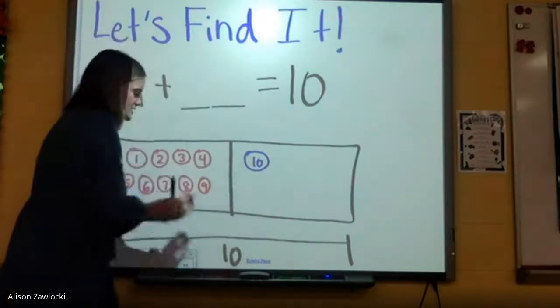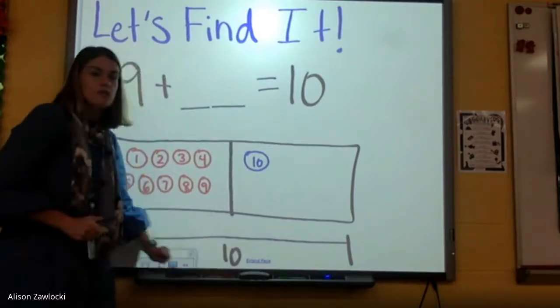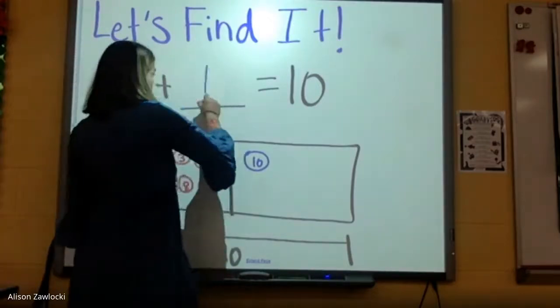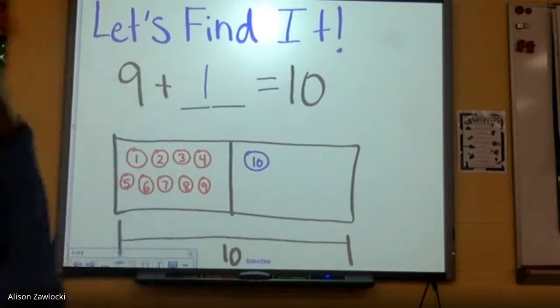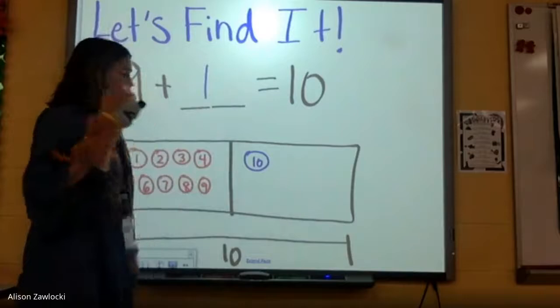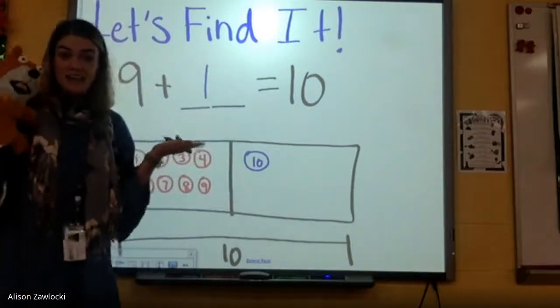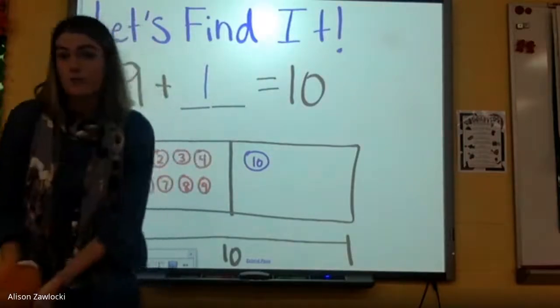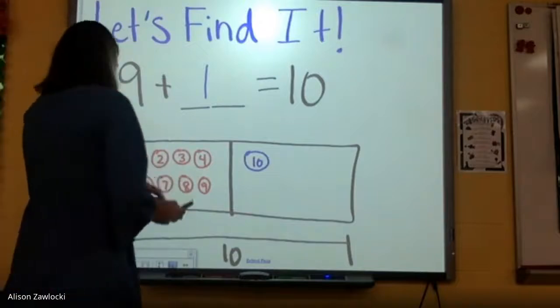And these two added together, I get my total, which is 10. So I'm going to write 1 here. 9 plus 1 equals 10. So, Descartes, do you agree with that? 9 plus 1 equals 10. We found our missing addend. That's what we do when we lose an addend, when we can't find an addend. Let's do another one.